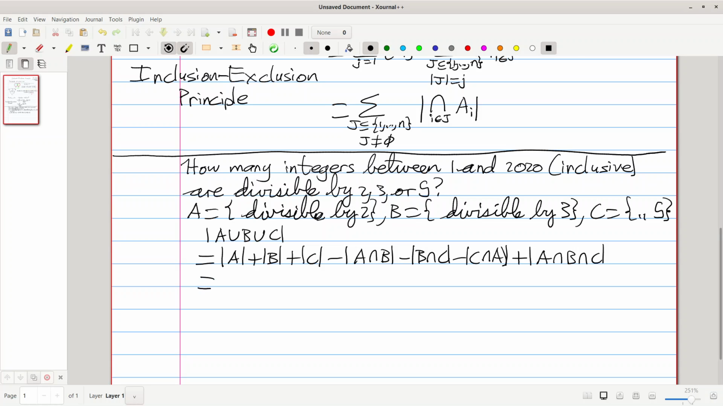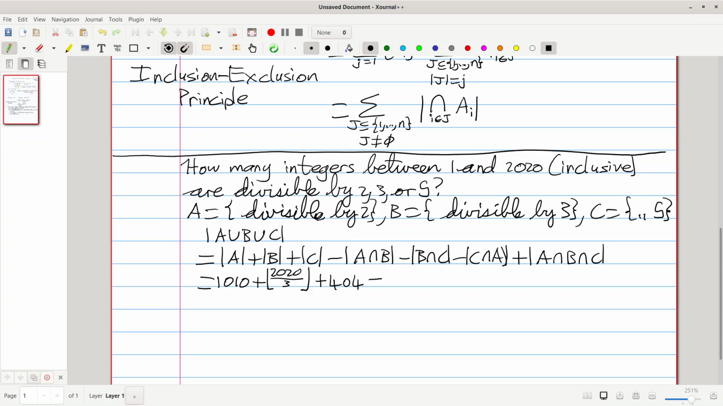Okay, so A, how many elements between 1 and 2020 are divisible by 2? Well, that's going to be half of them, so that's 1010, plus how many of them are divisible by 3? So that's going to be 2020 over 3, but because 2020 is not divisible by 3, we're going to have to take the floor of this. And then divisible by 5. Since 2020 is divisible by 5, this is just 2020 divided by 5, which is 404.